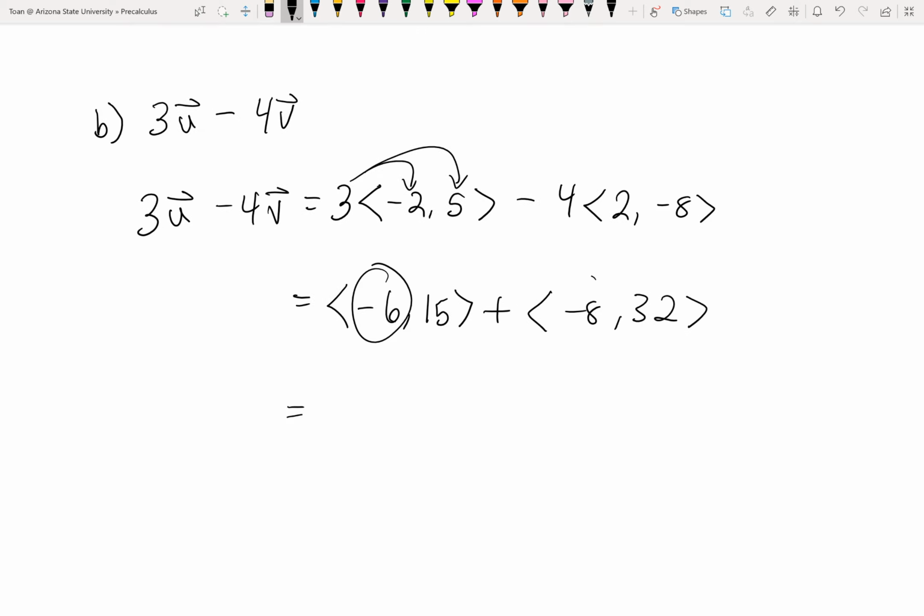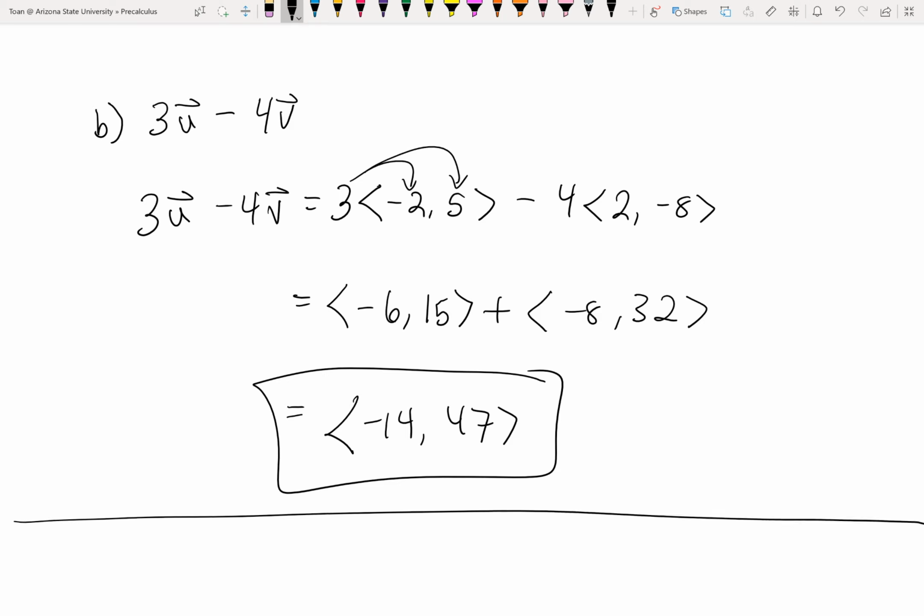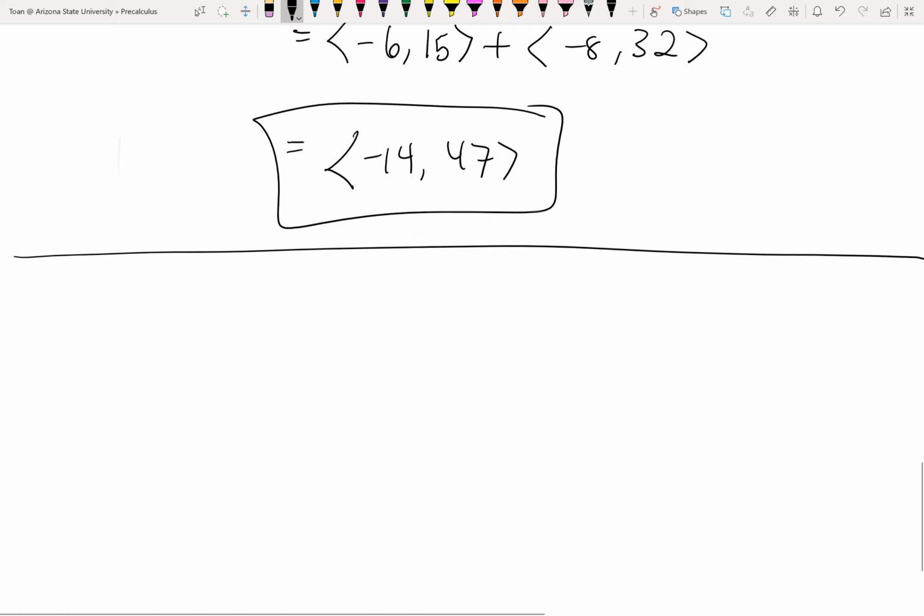So then it just becomes like the above problem. You add the x's. So -6 plus -8 is -14, comma, you add the y's. 15 plus 32, what's that? 47. There you go. So adding, subtracting becomes child's play. Adding, subtracting vectors becomes child's play once you have component form.